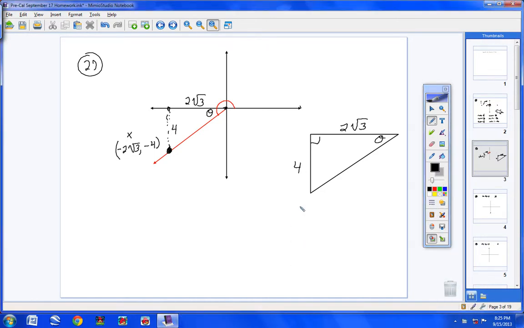Now let's go ahead and find the hypotenuse by using Pythagorean's theorem. I will go ahead and do this for you. This was a little more difficult than the other one. So one leg is 4, so 4 squared. The other leg is 2 square root of 3 squared equals hypotenuse squared.